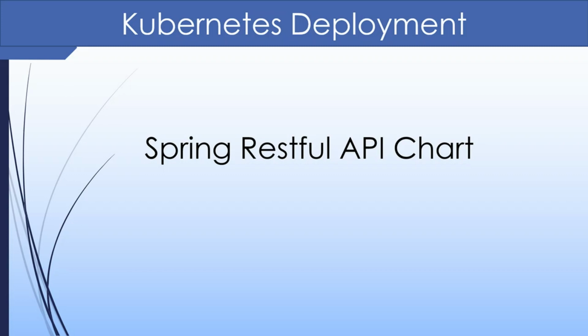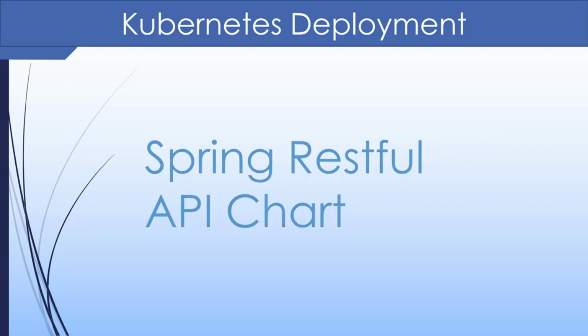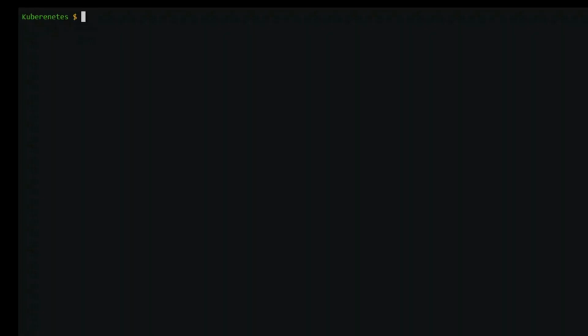In this video, we will see a demonstration of how to create a chart to deploy the Spring Boot RESTful API. I will switch to the terminal in a moment, but while writing the chart, I will deliberately add a couple of bugs so that we also see how to debug the chart.